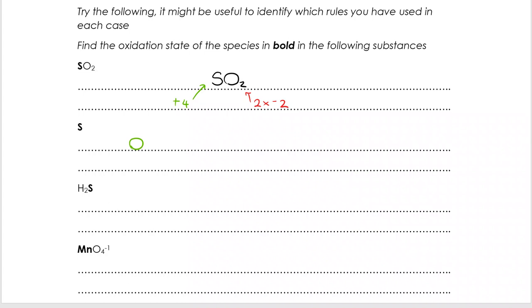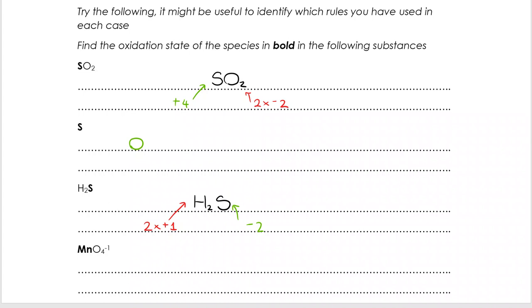For sulfur itself, because it's an uncombined element, we know from the rules that it will have an oxidation state of 0. In hydrogen sulfide, we have got 2 hydrogens. Hydrogen has an oxidation state of +1, generally speaking. So that's 2 times +1. So the sulfur must be -2 to get to the overall oxidation state sum of 0.